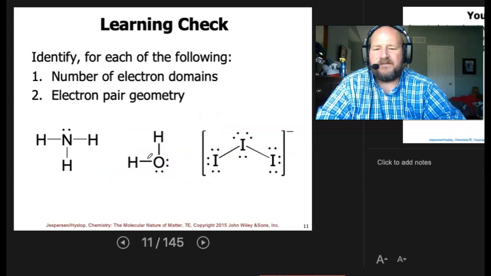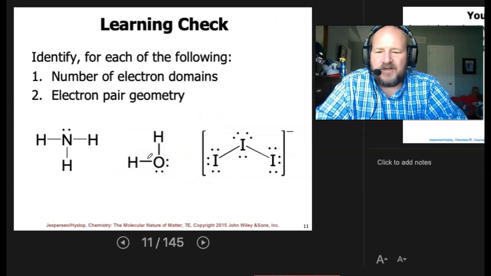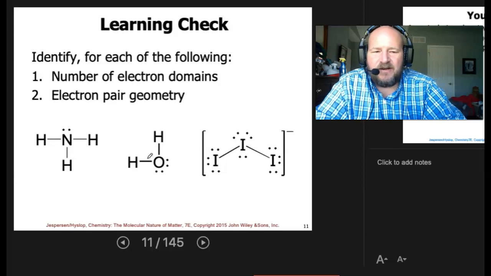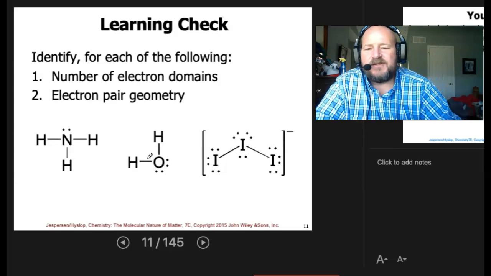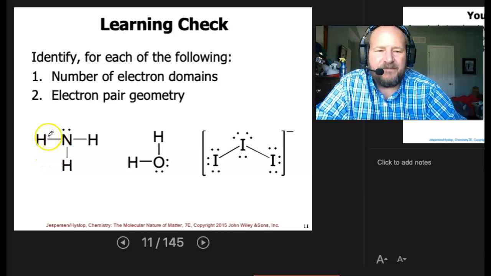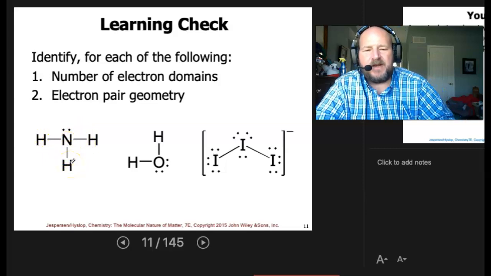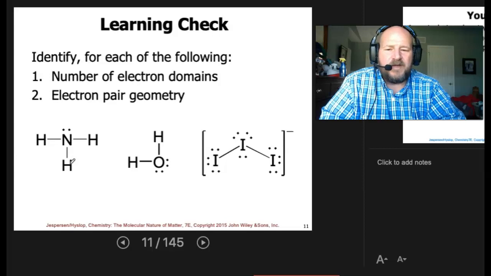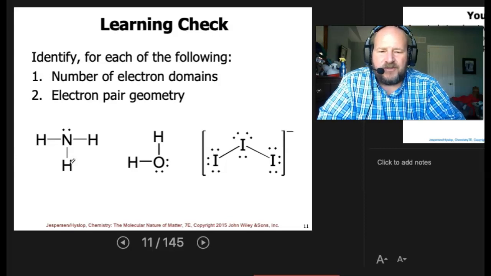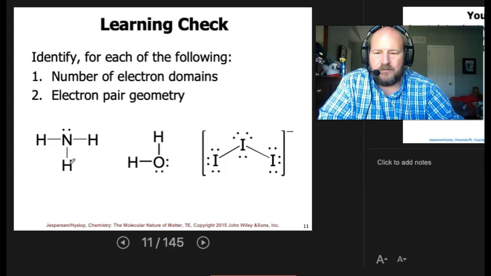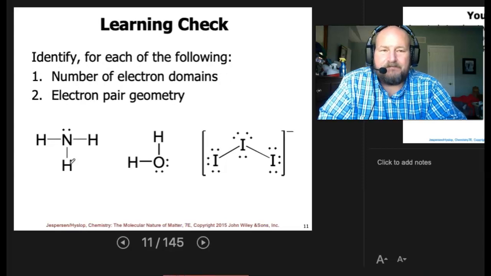All right, so identify for each of the following the number of electron domains and the electron pair geometry. So which domains do we have in NH3 here? We have a lone pair, and then we have single bonds. So we have 2 types of domains. What will be the geometry? The basic geometry for this is going to be a tetrahedral.